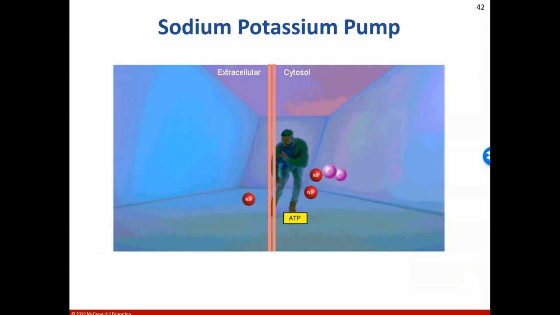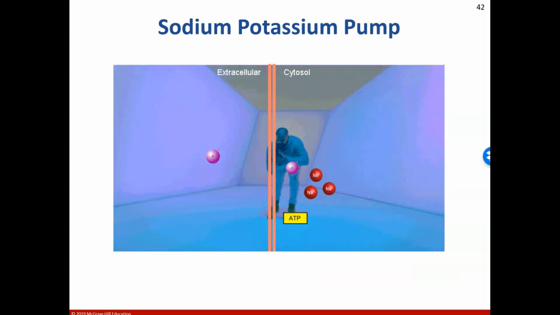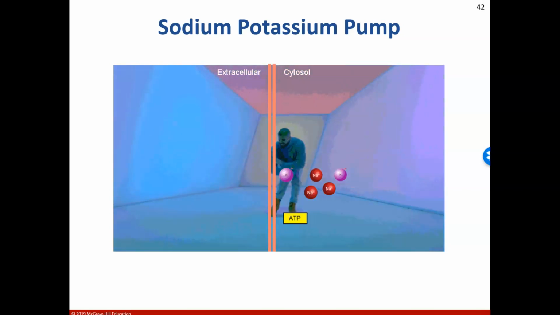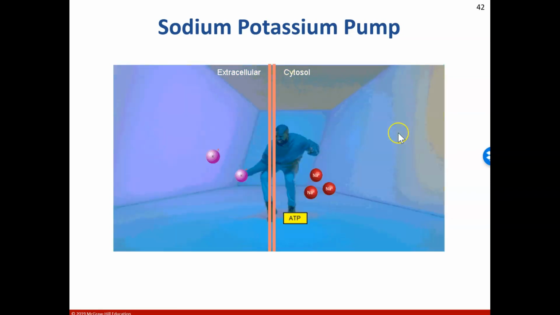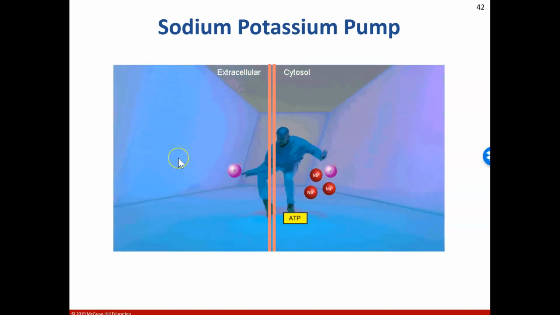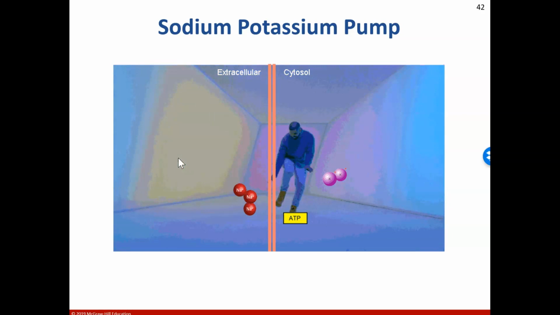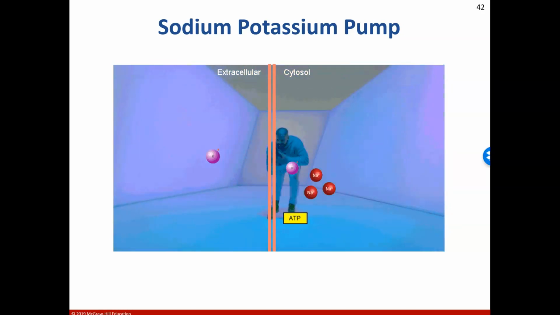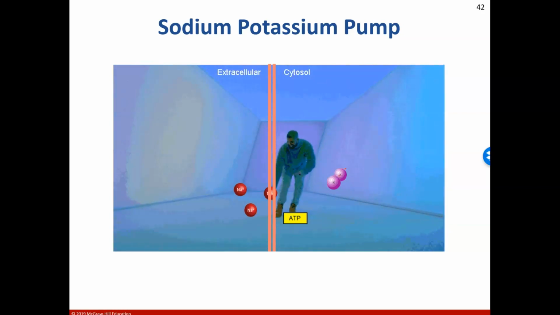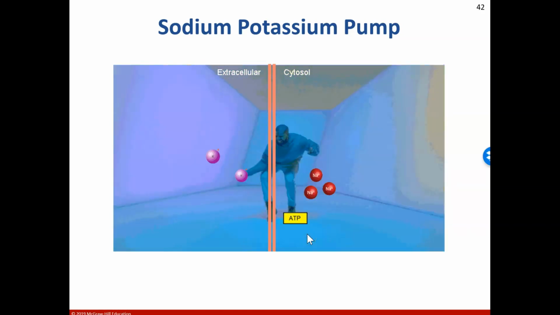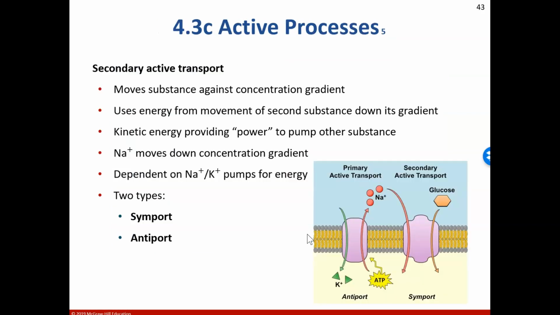And of course, I have to add this little Drake video of where we're placing the sodium and potassium ions. So again, cytosol is going to be inside our cell and extracellular is outside our cell. So you can see that we are placing the potassium inside our cell and the sodium outside of our cell. And of course, ATP is present to drive this entire process.